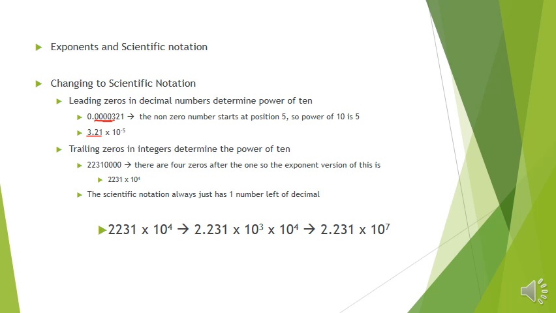So this is going to be 3.21. Then since the first non-zero number starts at the number 5 position, that's its power. Remember it's a negative exponent.